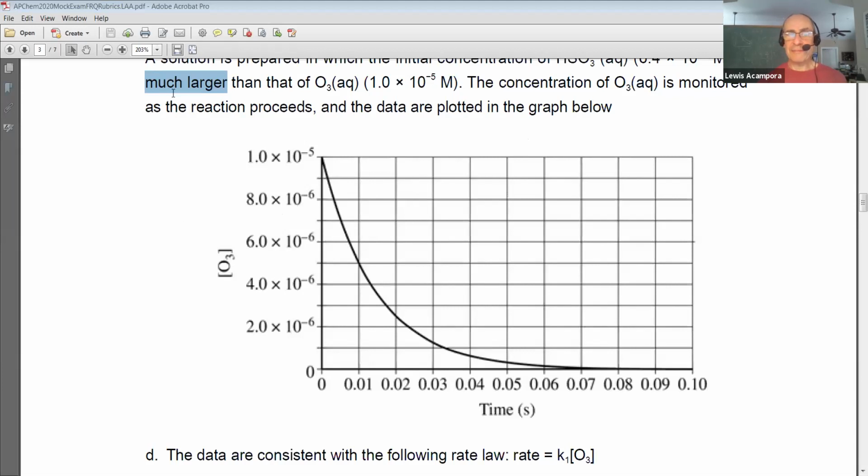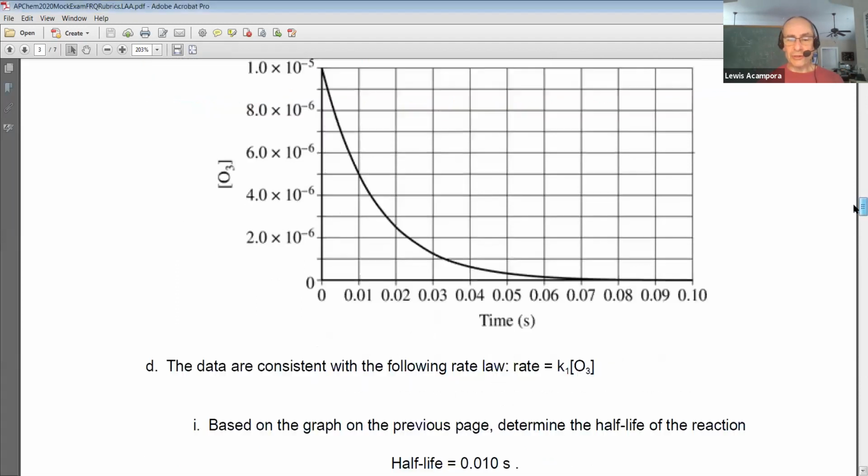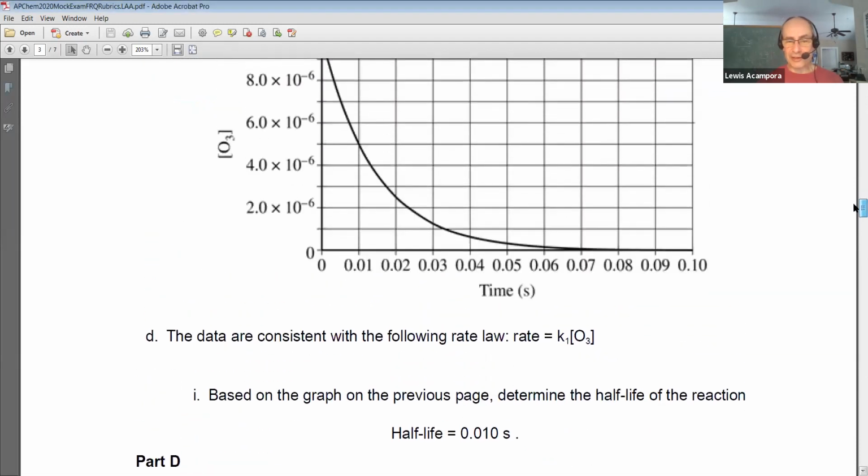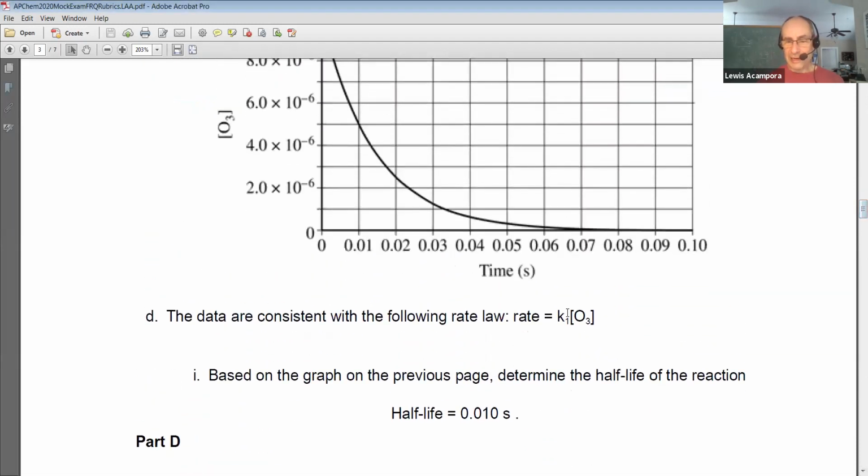And we'll see that because the concentration of hydrogen sulfide is much, much larger than that of ozone, this is what I would call a pseudo decomposition reaction. We flooded the reaction mixture with hydrogen sulfide. Okay, so you're told the data are consistent with the following rate law. Rate equals some constant times ozone, and they didn't write it, and you wouldn't normally write it, but there's an implied 1 to the first power there.